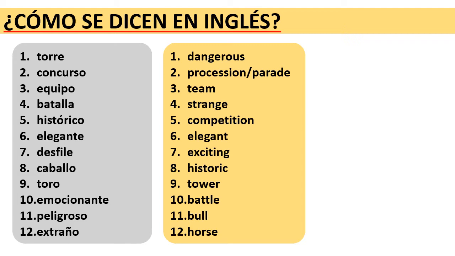So again, the way that you're going to work these out, you're going to look for cognates. You're going to immediately look for the words that look like the English, the words that you already know, and then process of elimination or different grammatical clues that might help you.